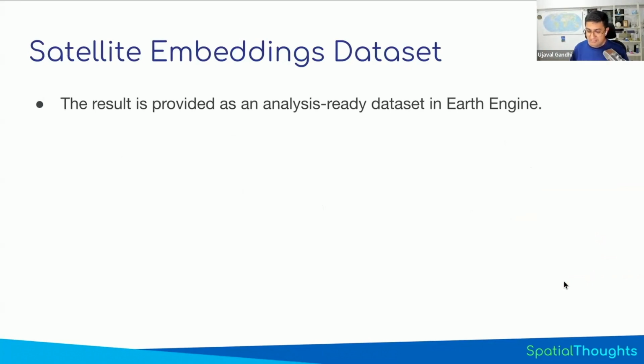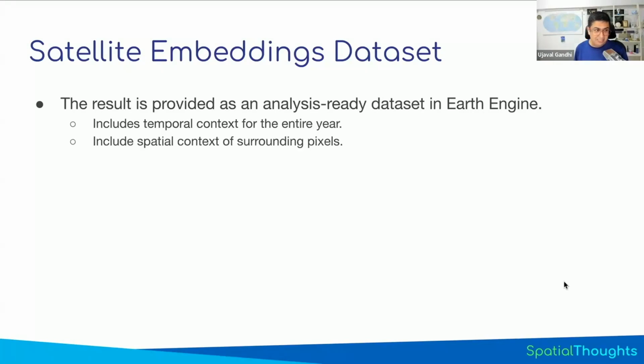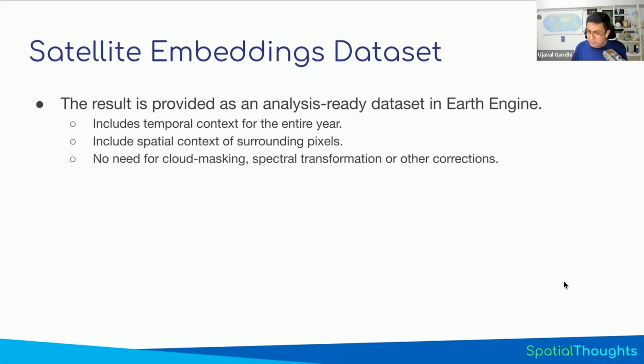You don't have to do any inference. Google has already run this model on all the input data, and it's available as an analysis-ready dataset for the entire year. Each of those 64 band images has the full context for the year. So if you load images for 2018, it has got the full temporal context for 2018. It has got spatial context of all the surrounding pixels. The images were pre-processed, so all the cloud masking, spectral transformation, everything was done. So you don't need to compute any indices or do cloud masking. You can use the embeddings as input instead of using the source data.